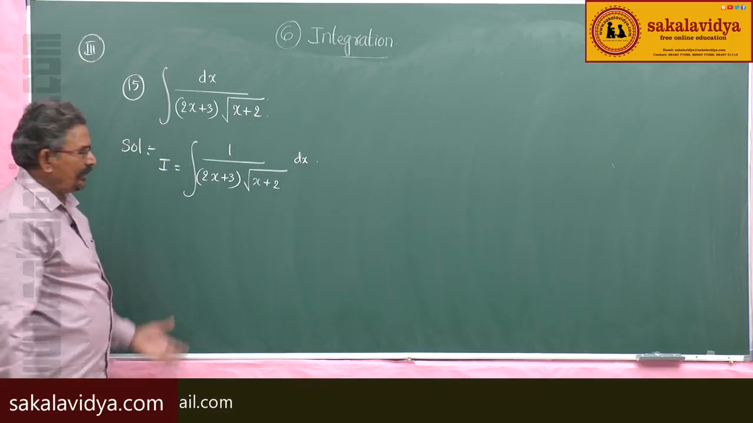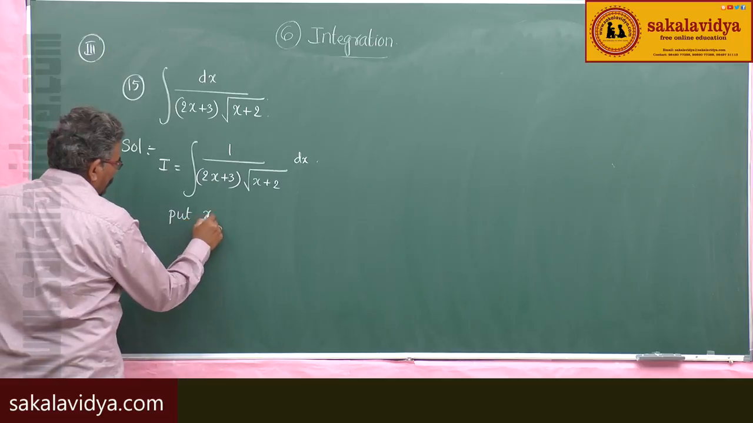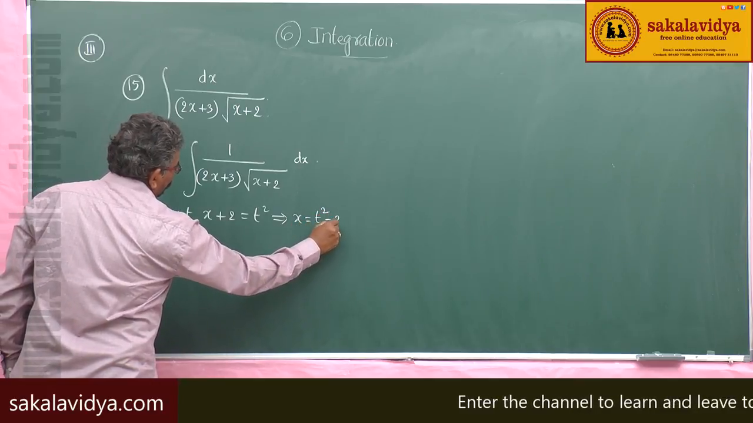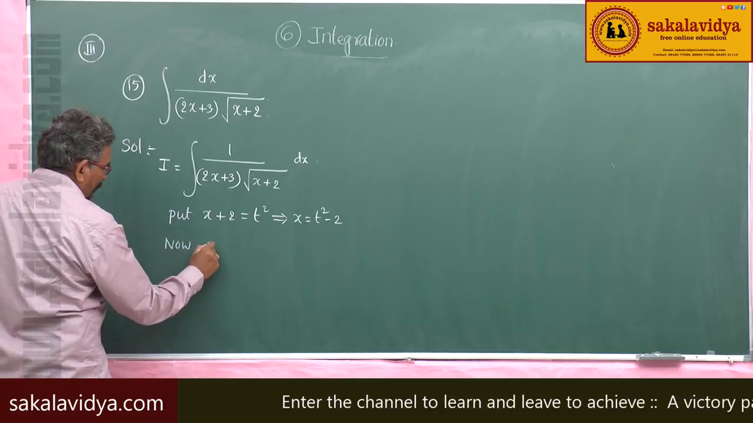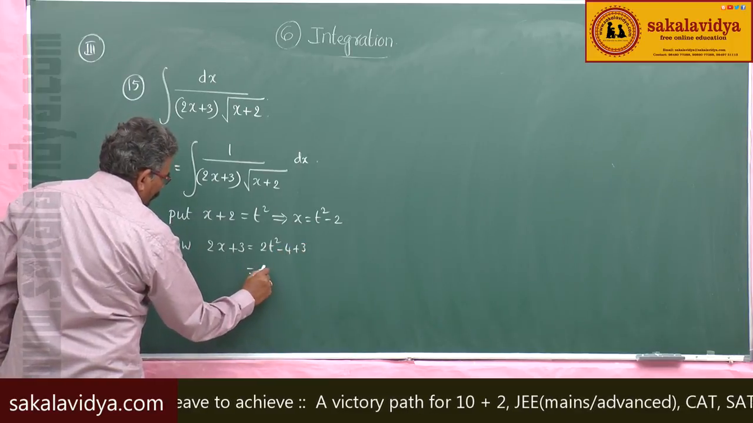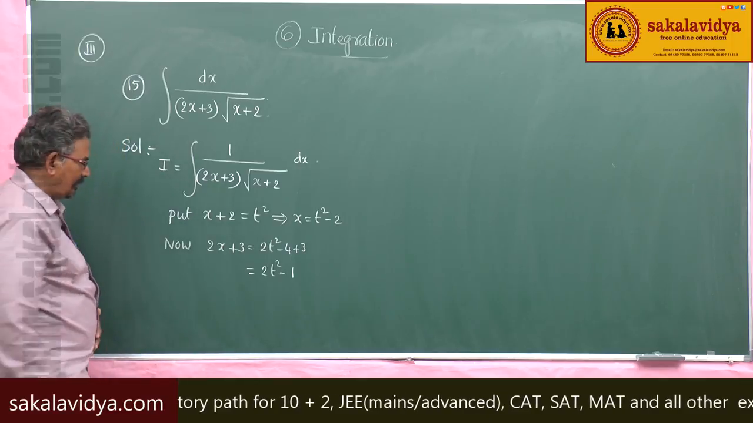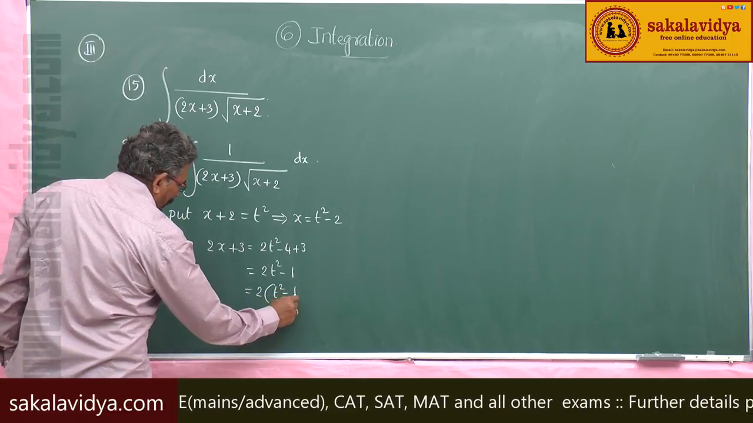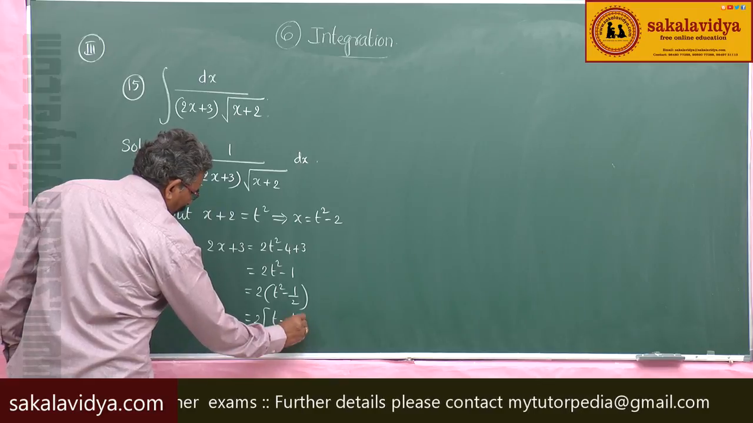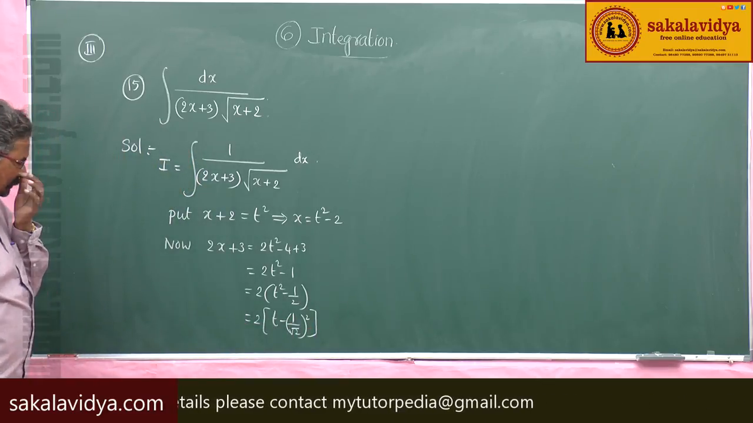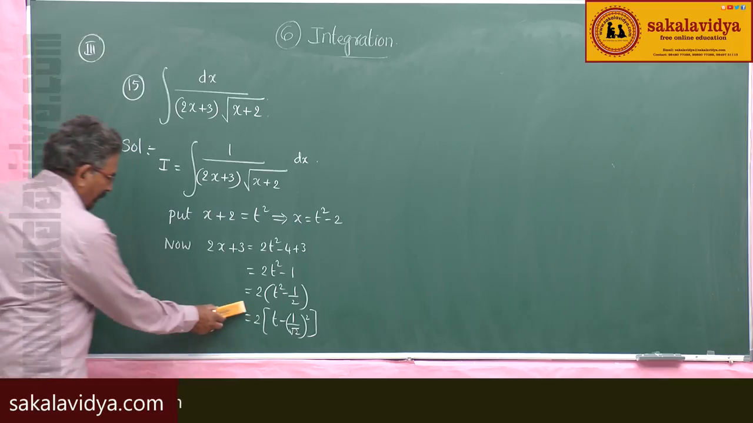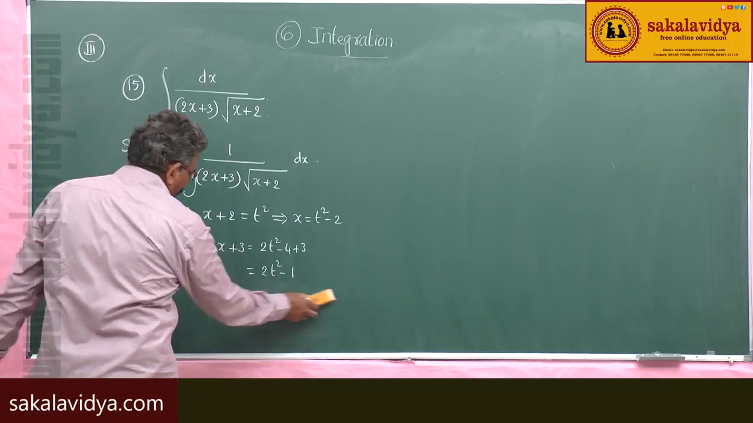Just like the previous problem, here also put x plus 2 is equal to t square. Now x becomes t square minus 2. Now 2x plus 3 in terms of t becomes 2t square minus 4 plus 3, which is 2t square minus 1. Take 2 common: t square minus 1 by 2. This we can write as 2 of (t minus 1 by root 2) whole square. Otherwise you can keep it like this only, 2t square minus 1, later we do the problem.